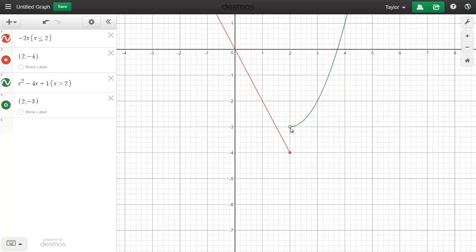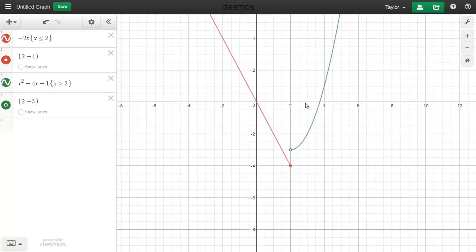So we can't easily redefine f of 2 to make this continuous, because we could redefine f of 2 as negative 3, but that still wouldn't bridge the gap. So we would say 2 is a discontinuity, and it's a non-removable discontinuity. Again, non-removable discontinuities don't have to be asymptotes, and usually when we have these piecewise defined functions, they're not going to be asymptotes. They're going to be these jumps in the graph.